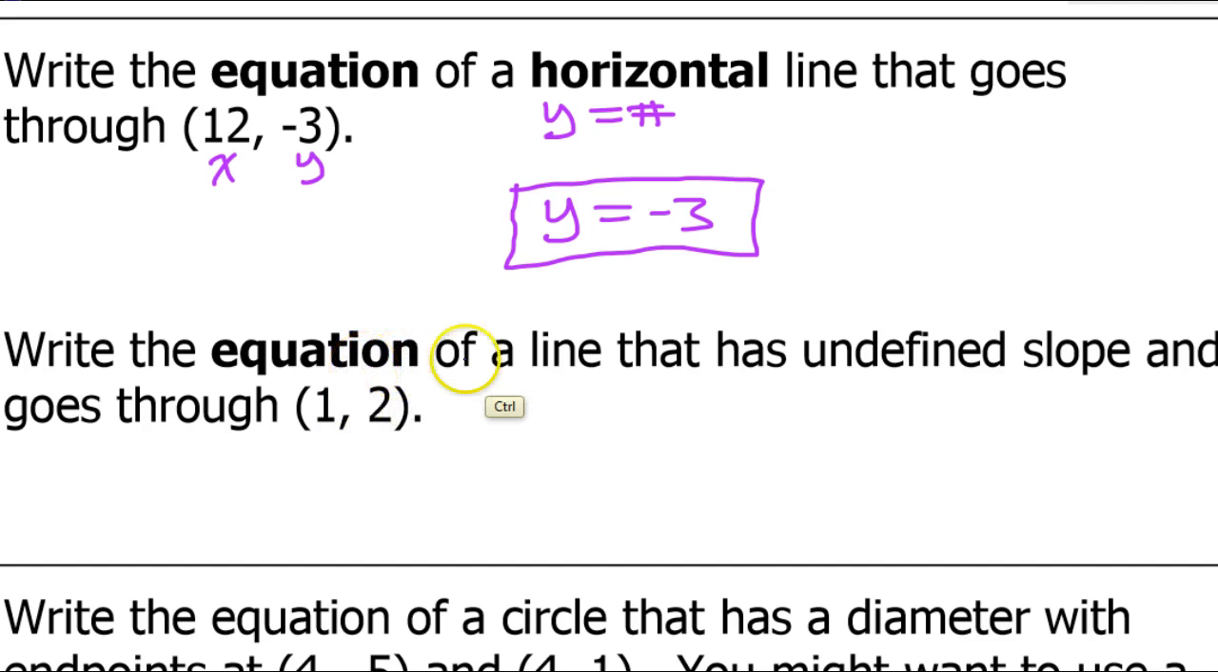Similarly, when they say the equation of a line that has an undefined slope, that's another way of saying vertical line.